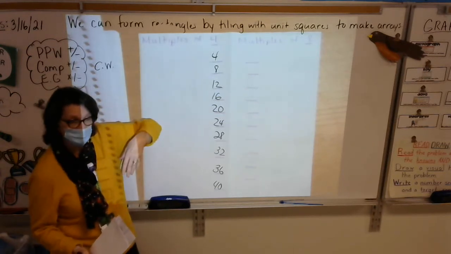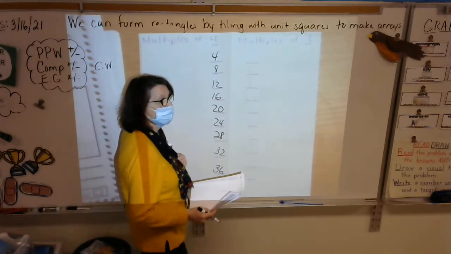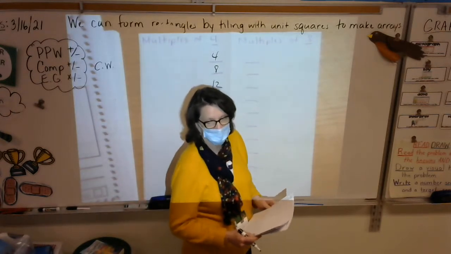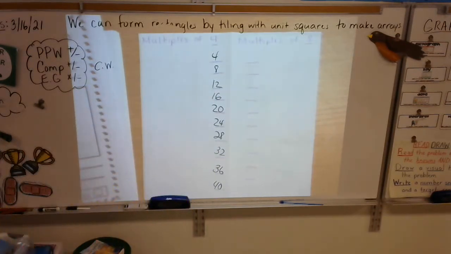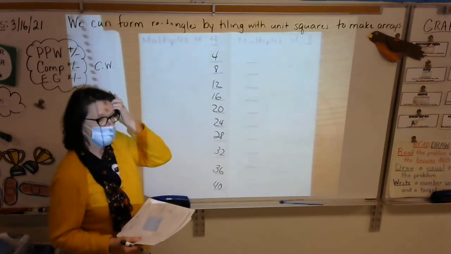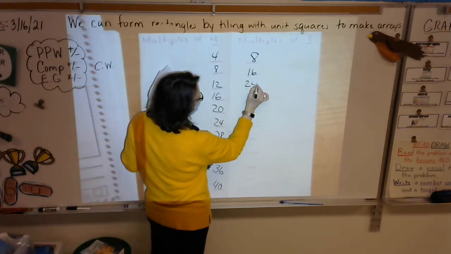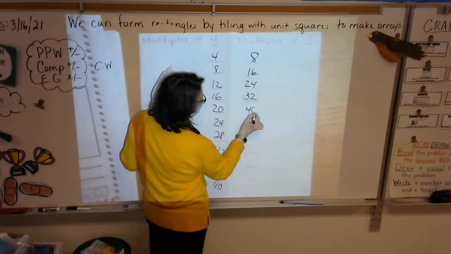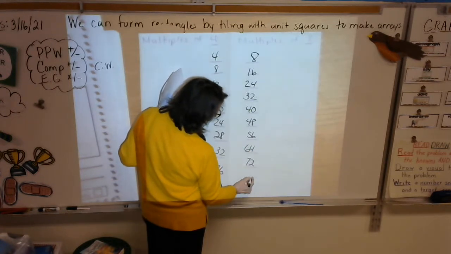Okay, now on the other side, we're going to do the multiples of 8. And we just practice that. You can do it on your own, singing this old band song. So go ahead and try that. 8, 16. Okay, can you guys help me by singing the song with me? Here we go. 8, 16, 24, 32, and 40, 48, 56, and 64, 72, and 80.